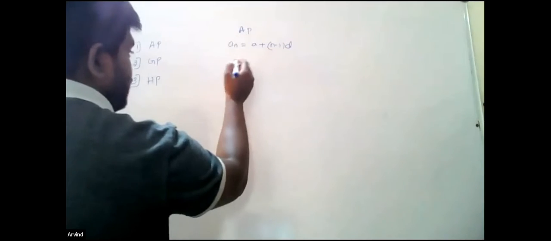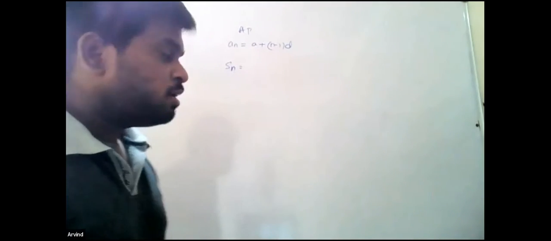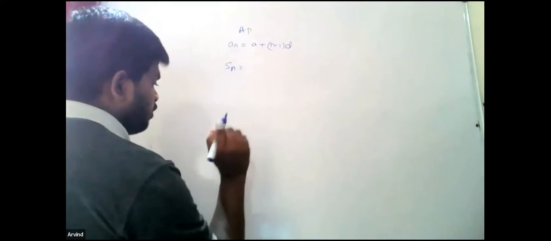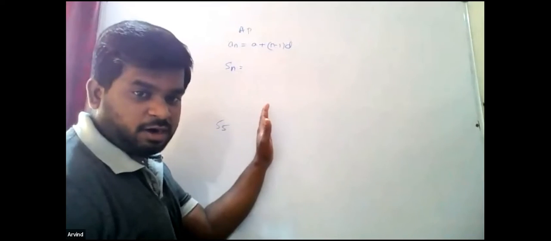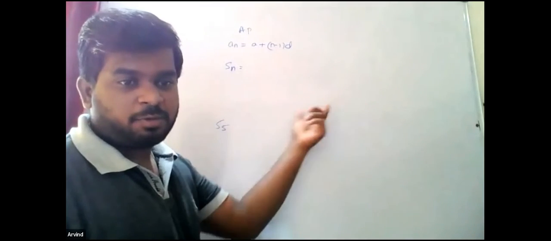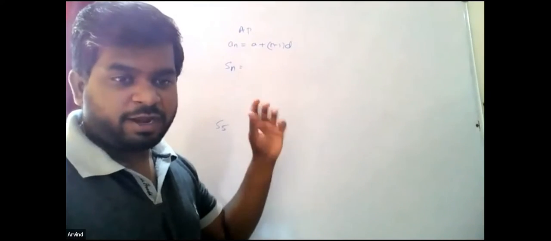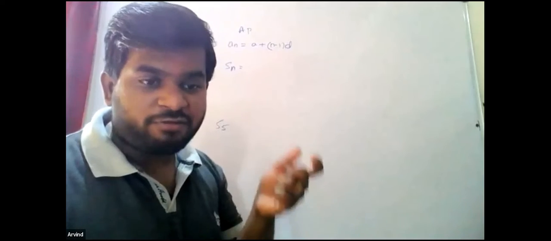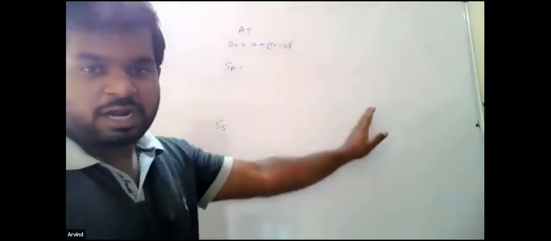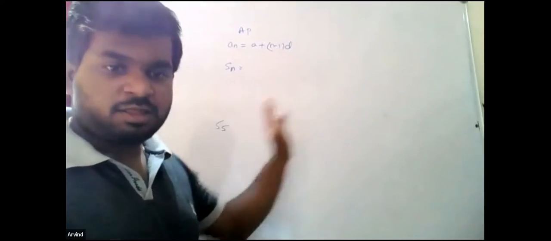Then you know how to find Sn, right? What is the formula in AP? Sn is nothing but the sum of first n terms. For example, if I say S5, it is the sum of first 5 terms, that is, adding from the first term up to the 5th term. You won't add any 5 terms that you wish. You should start from the beginning itself. That is why we use the words sum of first n terms. S5 means first term to 5th term. S10 means adding from first term to 10th term. That is the meaning of Sn.